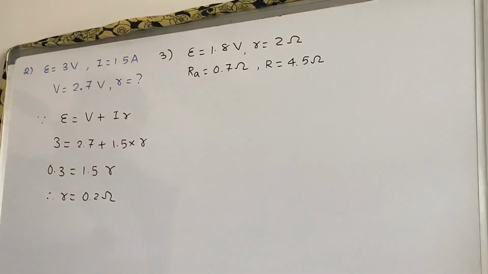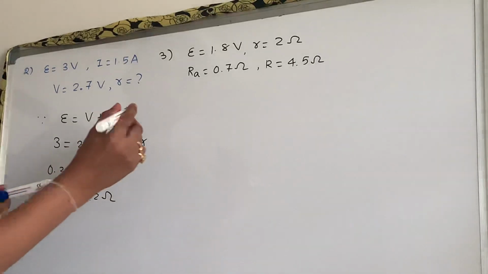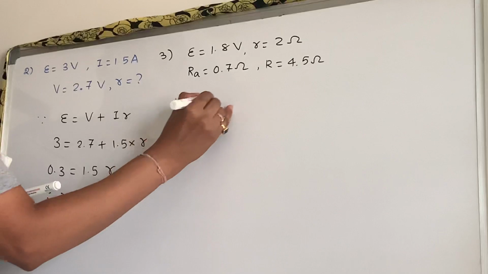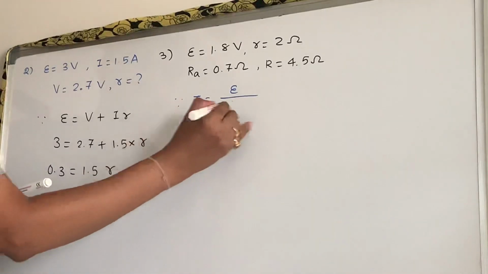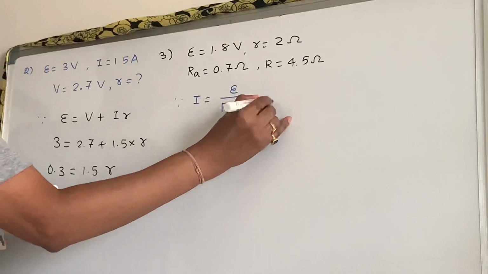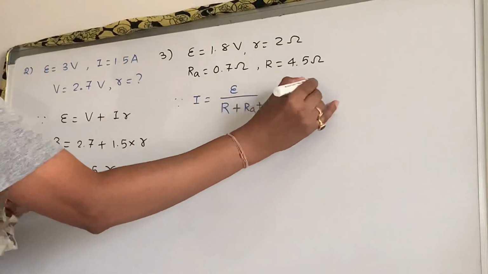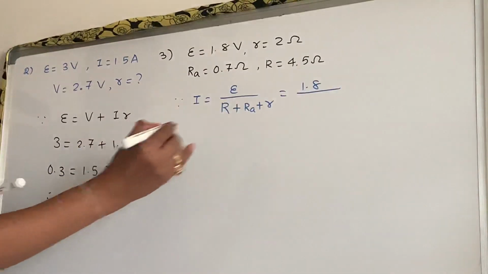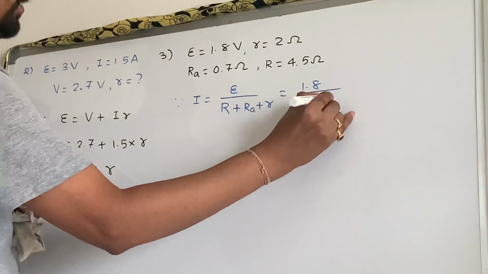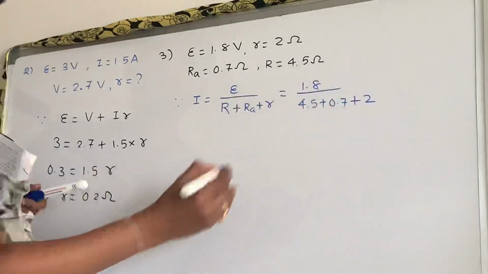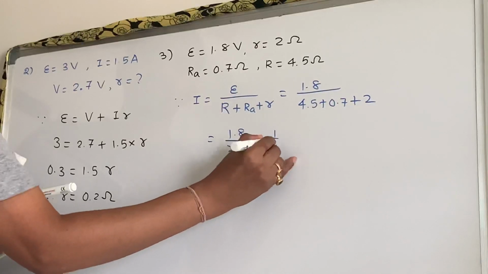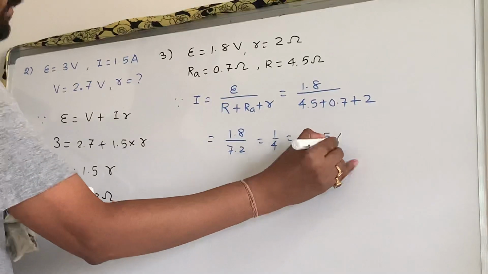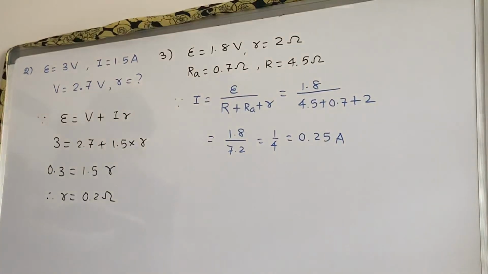Now here, what do they want? They want one, the current, and second, the terminal voltage. So I is equal to EMF upon external resistance plus ammeter resistance plus internal resistance. So this comes out to be 1.8 upon 4.5 plus 0.7 plus 2. So this comes out to be 1.8 upon 7.2, which is 1 by 4, 0.25 ampere. This is the current, 0.25 ampere.